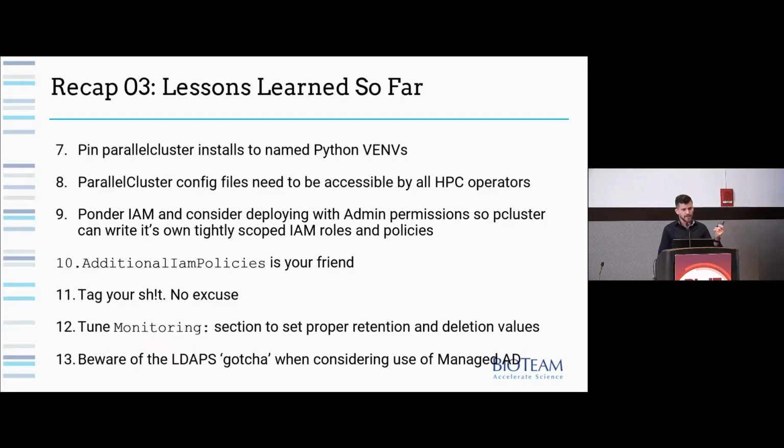All right, so to recap: pin specific ParallelCluster versions with virtual environments, because you will only be able to control certain versions of ParallelCluster clusters. Make those config files accessible by more than one person, so don't leave them on people's laptops, or else you might have clusters running that you can't control anymore. Think about how you want to handle IAM. There are ways to do well-scoped roles, but if not, you can layer on additional policies. And I've had ParallelCluster work in some of the most security constrained environments, so you can make it work despite whatever kind of guardrails you're thinking about.